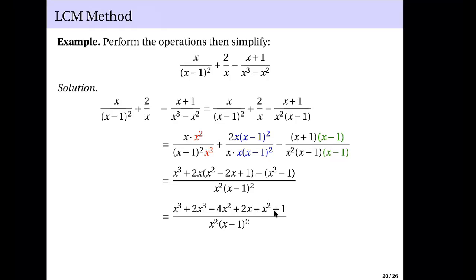And then we just simplify the numerator. So if we simplify that, you will have this. 3x cubed minus 5x squared plus 2x plus 1. Okay? Now, let me say that the numerator is prime. You cannot factor this. Okay? So we will have this as our final answer.